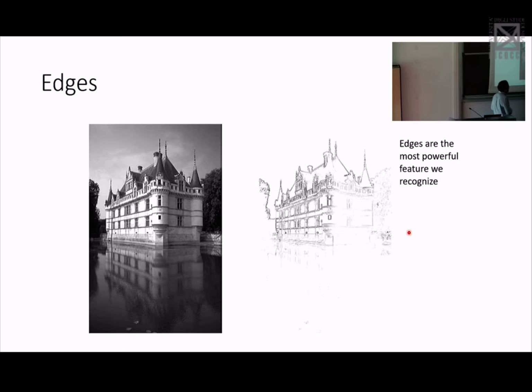And edges are actually the most powerful feature that our brain focuses on. Our brain really goes looking for discontinuities in an image. This is one of the most important features we focus on. So generally, when we want to build a denoising method, we want to preserve edges as much as we can.